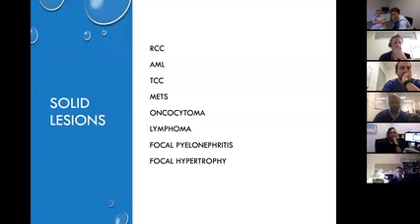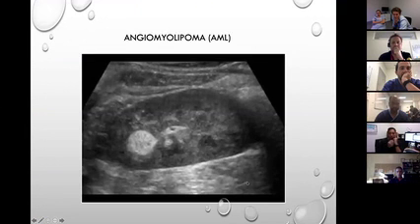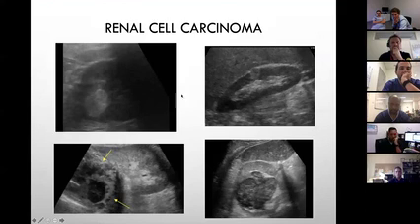Solid lesion, the only big gun I need to let you know about is renal cell carcinoma. But importantly, what you need to know about is AML. This is an AML, angiomyolipoma. Looks like a snowball, like a white ball in the kidney. It is benign. Don't have to do anything about an AML. But unfortunately, this is renal cell carcinoma. That looks like an AML too, but they all turned out to be renal cell carcinomas.